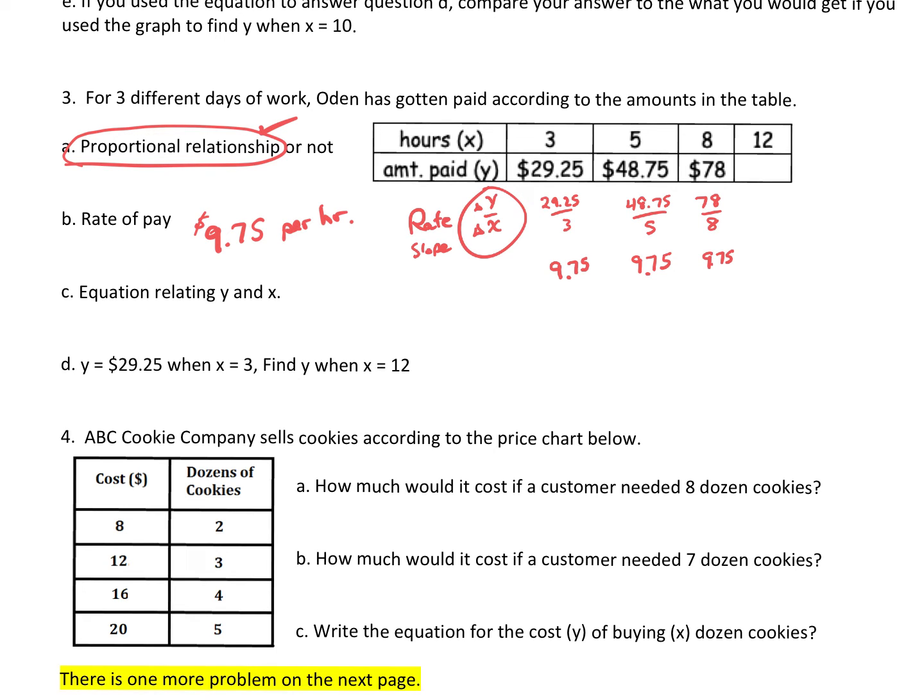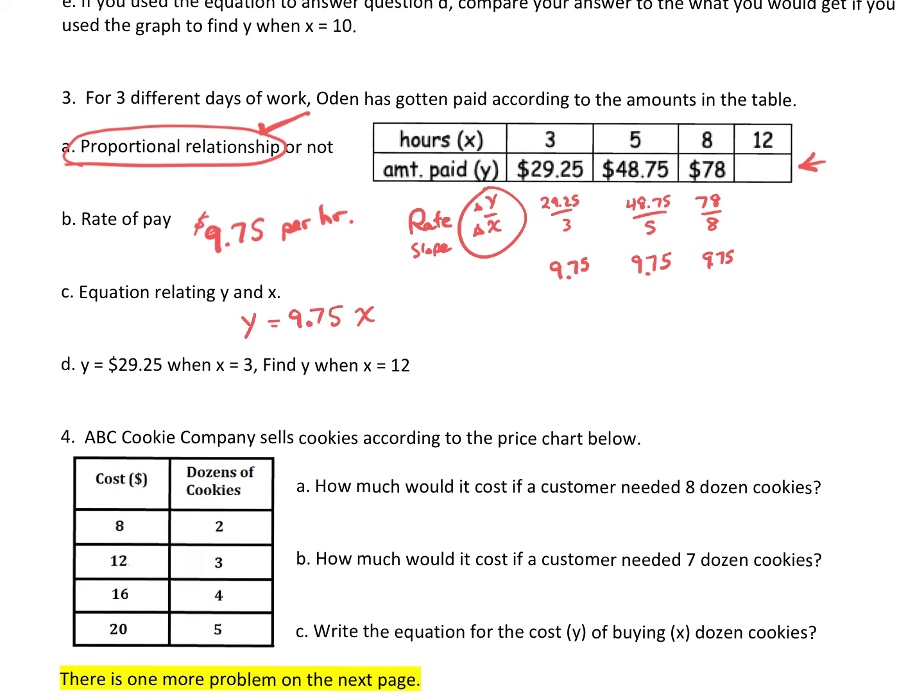The equation relating x and y. Okay, remember, if it's proportional, we don't need a y-intercept because it's 0. So y equals 9.75 times x. Okay. If y equals 29.25, we're on D now, when x equals 3, find y when x equals 12. Okay, so that's like filling in this table here.